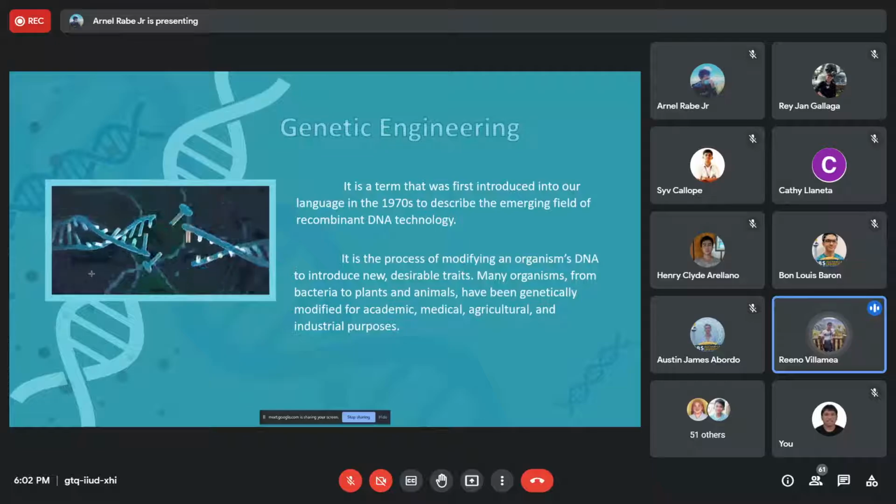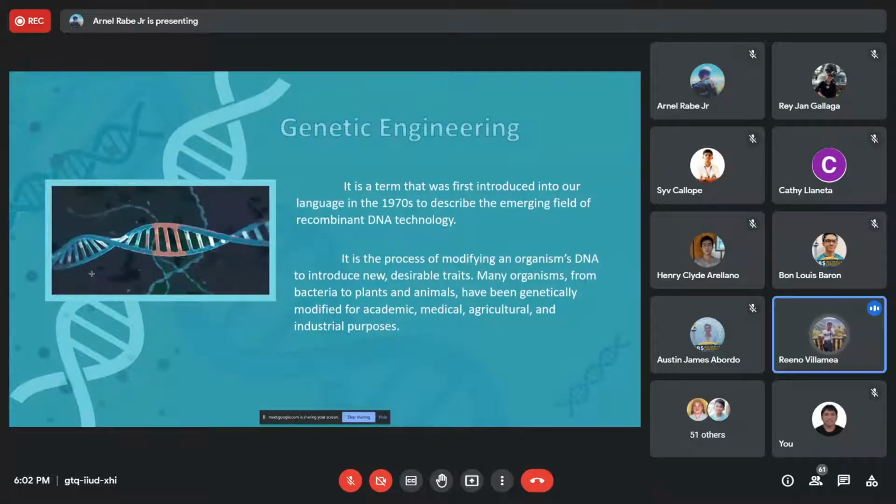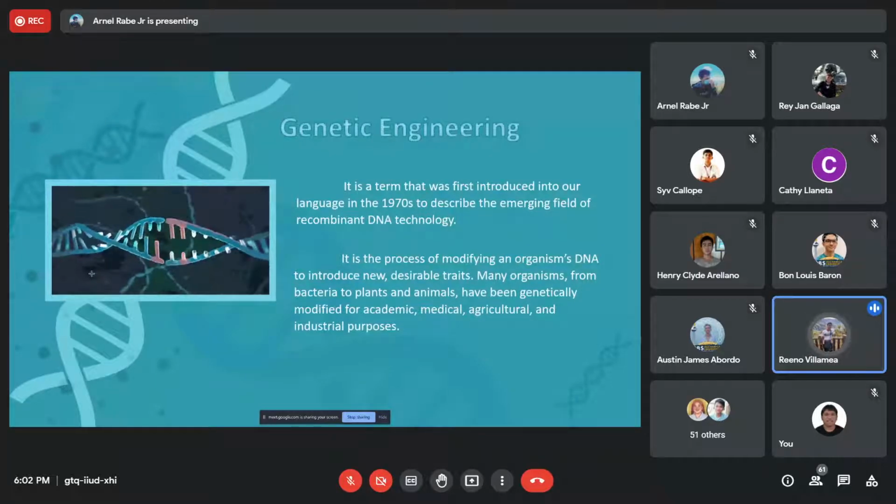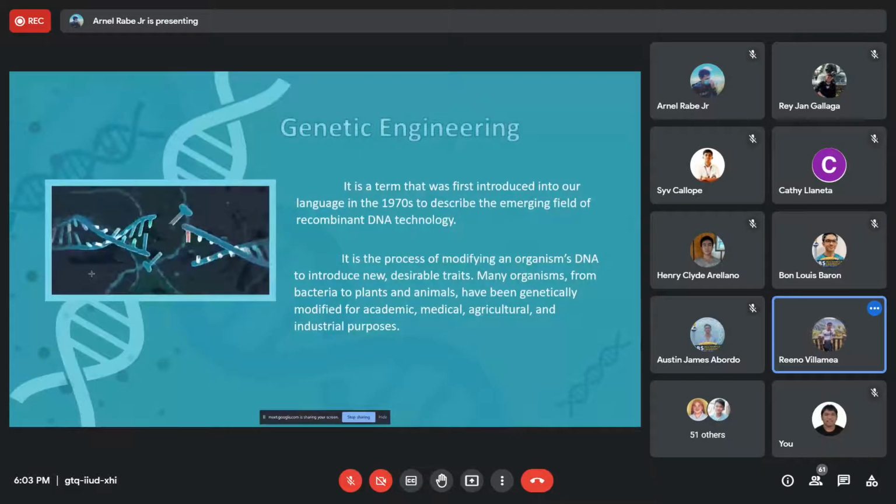Genetic engineering is a term that was first introduced into our language in the 1970s to describe the emerging field of recombinant DNA technology. It is the process of modifying an organism's DNA to introduce new desirable traits. Many organisms, from bacteria to plants and animals, have been genetically modified for academic, medical, agricultural, and industrial purposes.